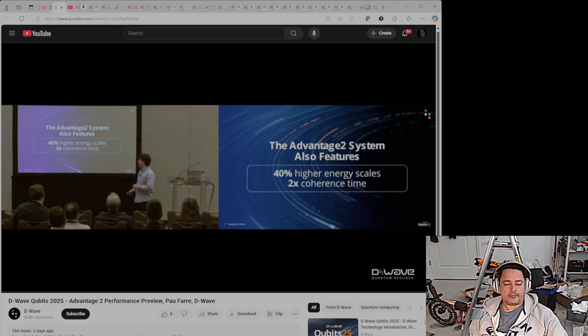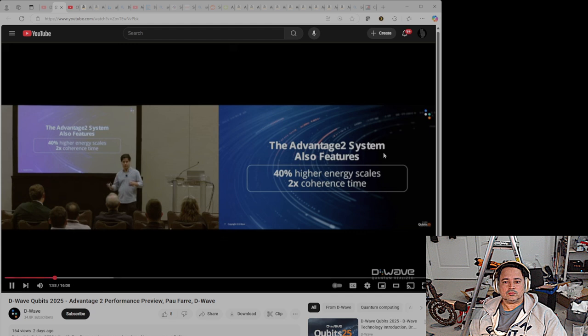Right. Okay. The Advantage 2 system also has twice the coherence time of Advantage. Good. And this means that it can perform a disturbed coherent evolution for twice as long. And this makes the quantum annealing algorithm more effective. So it means that you can perform potentially twice as many results, or you can do a more involved calculation, or you can get cleaner results from the same calculation. So overall, twice the coherence time is a good thing. You want it to be as large as possible.